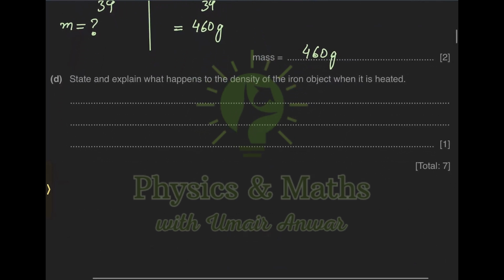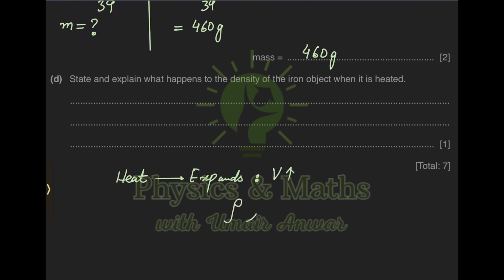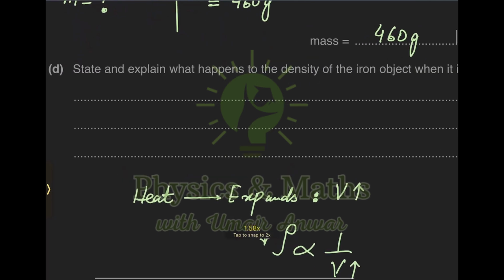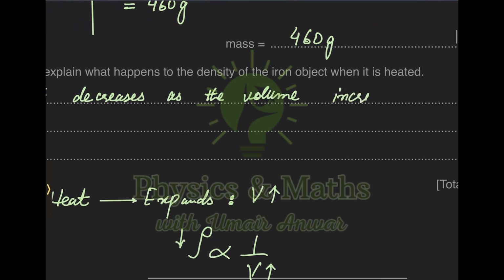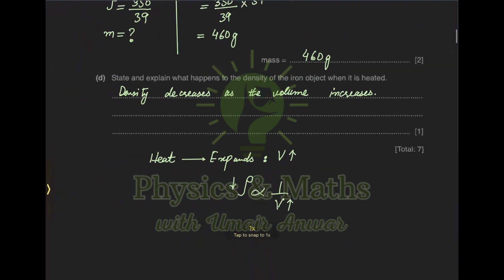The next part says state and explain what happens to the density of the iron object when it is heated. So when we provide heat energy to any object, we know that it expands, and expansion means the volume of the object is going to increase, while the volume and density are inversely proportional to each other. So when the volume increases, the density decreases. So I'm writing density decreases as the volume increases. So this would be a 1-mark answer for this last part, and the question ends here with this part.